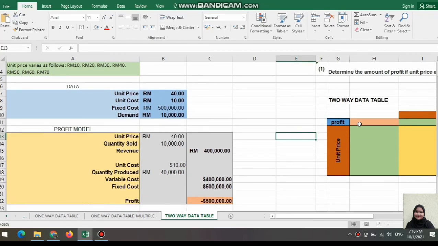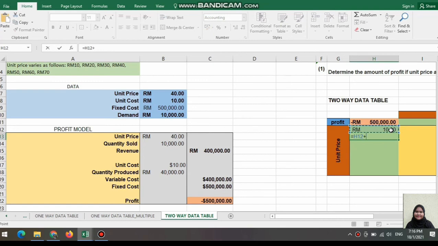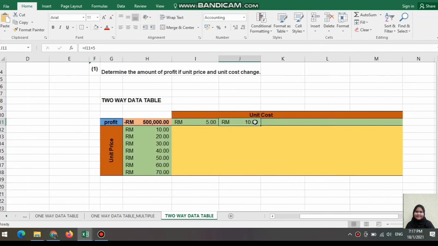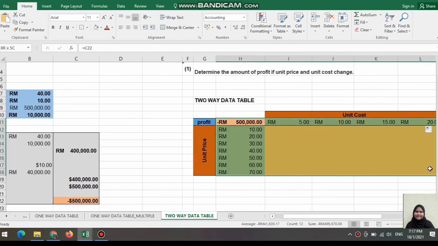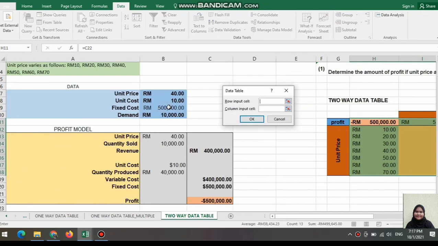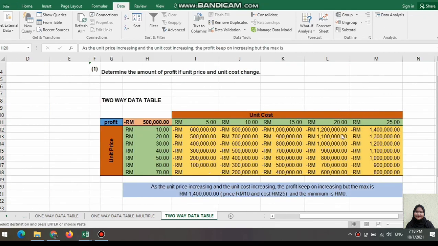Two-way data table. First, profit equal to, click this cell and then enter. For unit price, we start with 10 ringgit, and then click equal, click this cell and plus 10 and drag until 17. And then for the unit cost, we start with 4 ringgit until 25 ringgit. Select first, the formula is the same as the unit price, and then drag until the end. And then the next one is select all the table, go to the data and what-if analysis, data table, and then the row is unit cost and the column is unit price, and enter. So this is the result of the two-way data table.